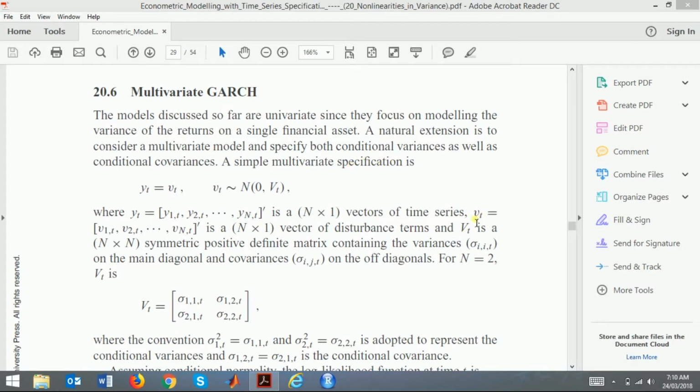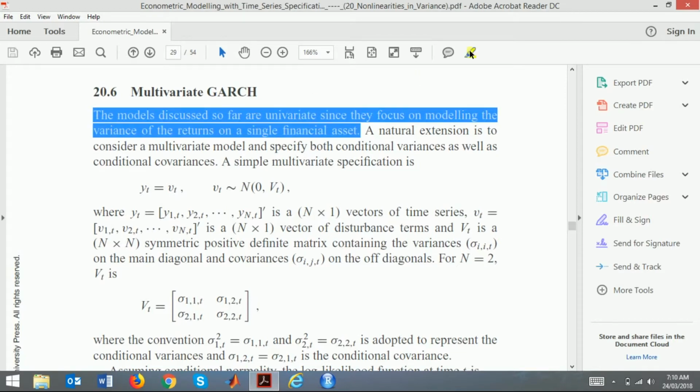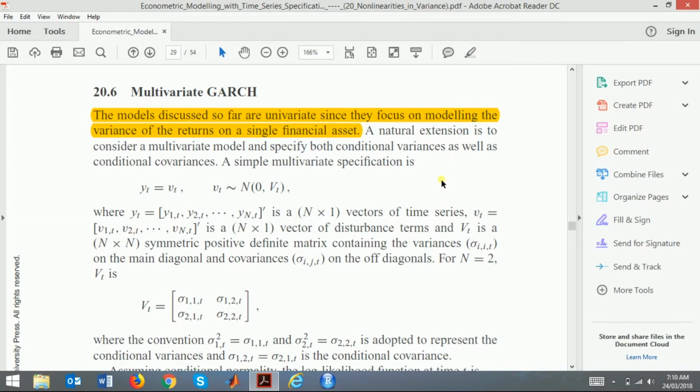So let's talk about multivariate GARCH. Very important chapter. We are beginning from here. The models discussed so far are univariate, since they focus on modeling the variance of the returns on a single financial asset. That's what we have been dealing with. A natural extension is to consider a multivariate model and specify both conditional variances as well as conditional covariances.